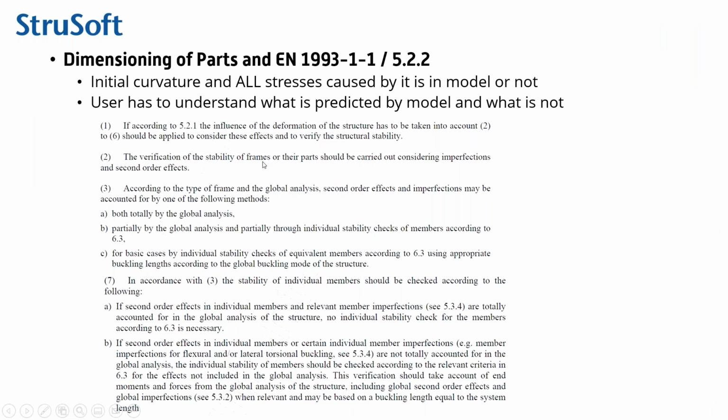And this is the actual caption in the Eurocode. I won't read it to you now. You can check this later. I can send the PowerPoint. But anyway, it just says that you should know what initial deformations are included in the model and what are not included.